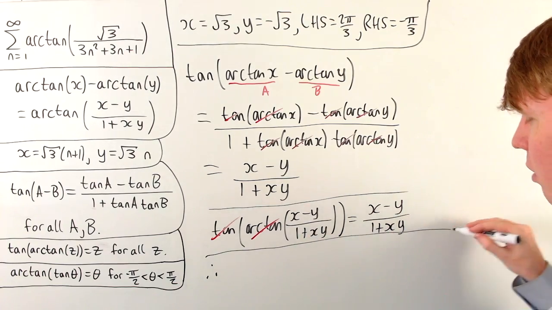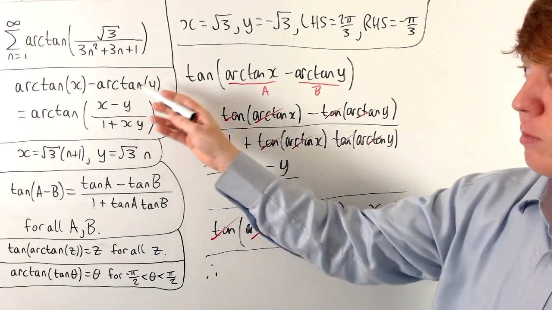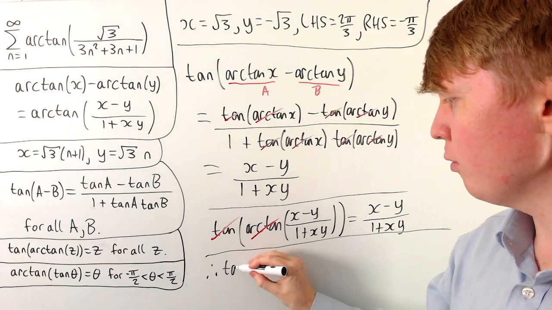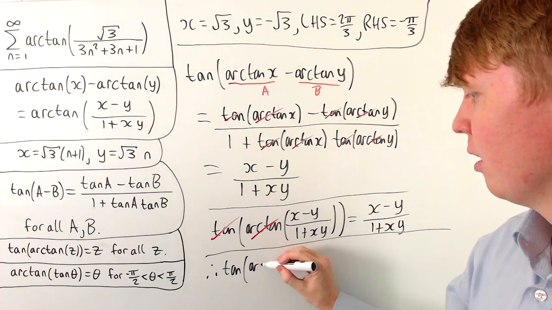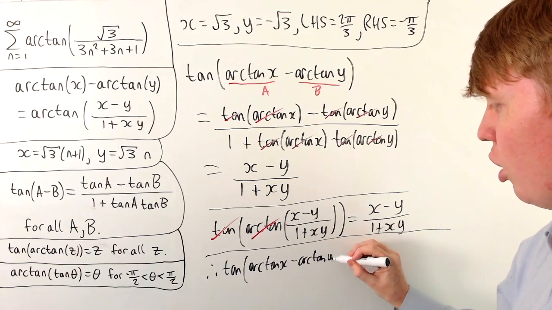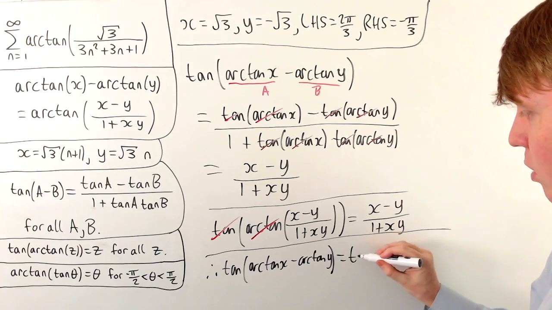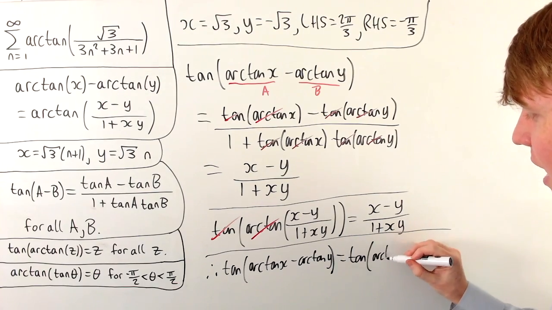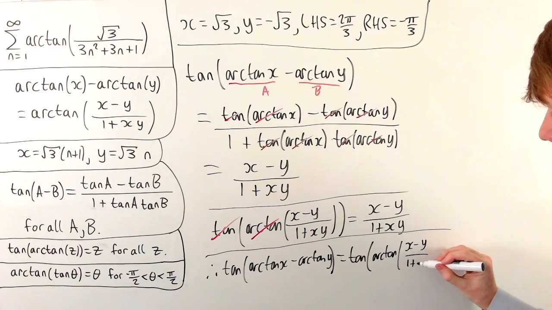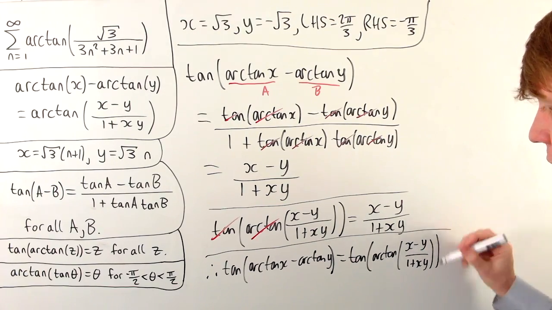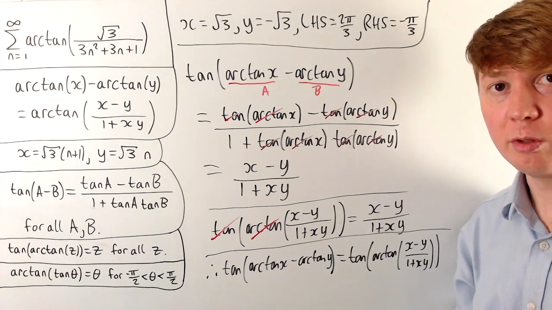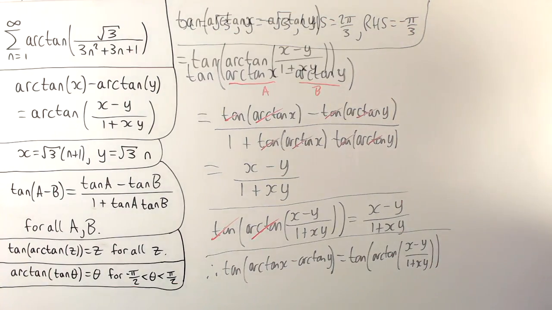So we've shown then, we haven't proven that arctan x minus arctan y is equal to arctan of this fraction, but we have proven that tan of arctan x minus arctan of y is equal to tan of arctan of this fraction, x minus y over 1 plus xy. So we're one step closer to proving this identity for some suitable values of x and y.